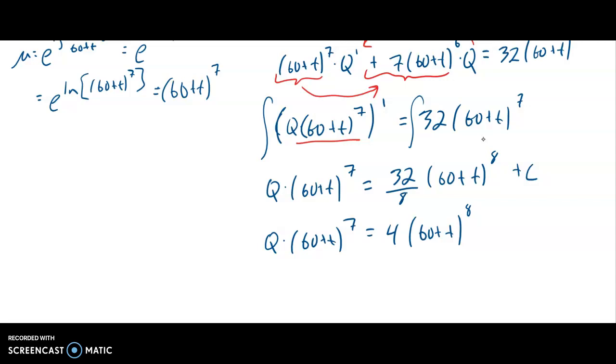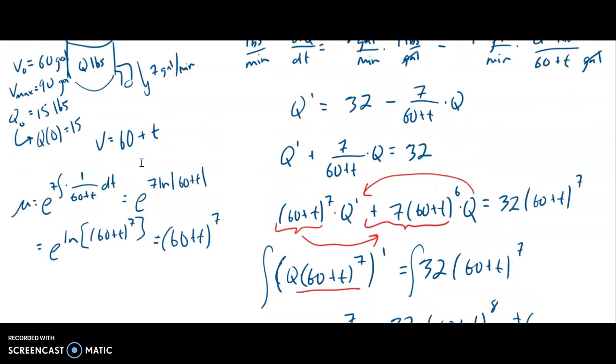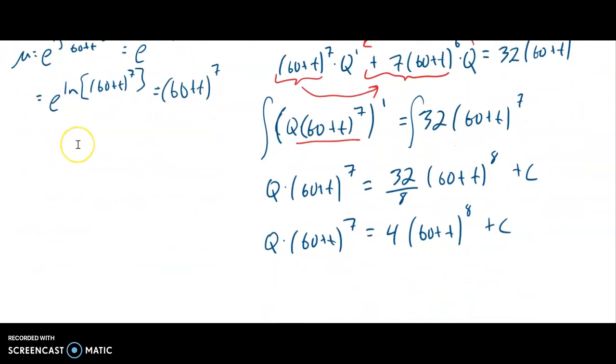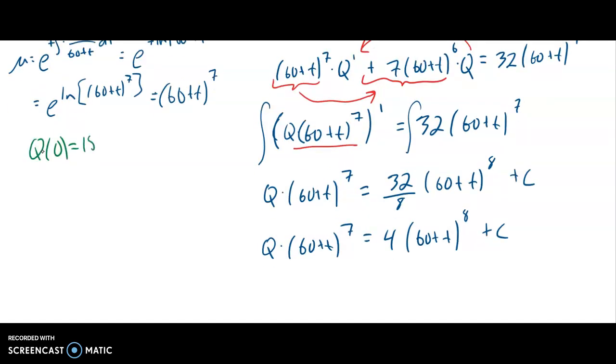This is a time where we could solve for our c. We will go ahead and solve for that c here. So remember, q of 0 is 15. So I'll write that over here. I'm going to use that to solve for my c. What I do is plug in 15 for q and 0 for t in this equation. That gives me 15 times 60 to the 7th is equal to 4 times 60 to the 8th plus c.